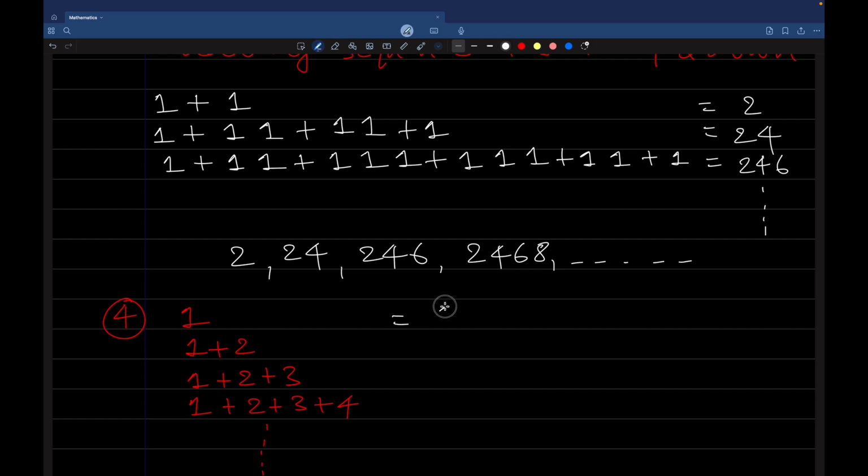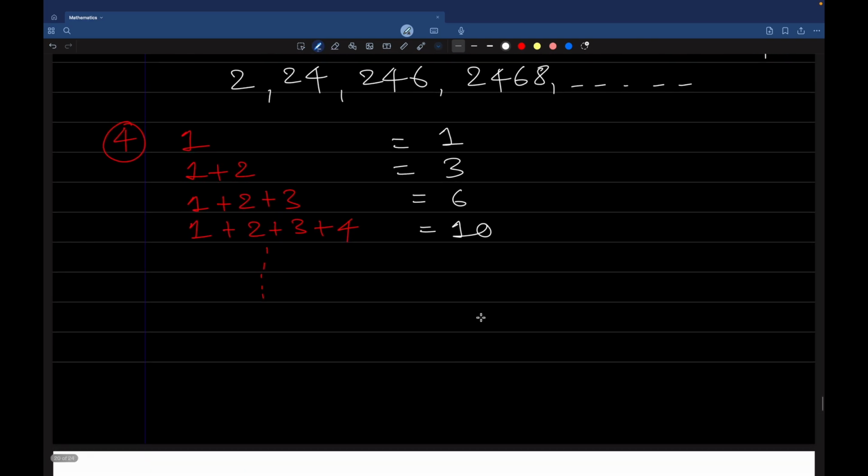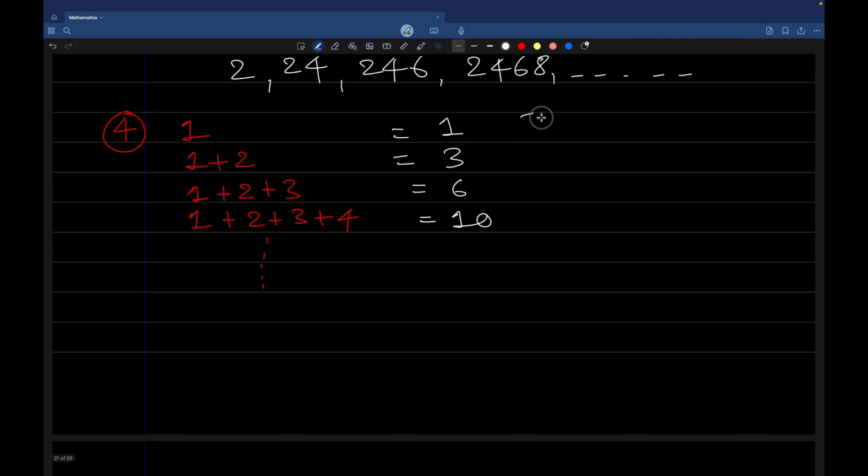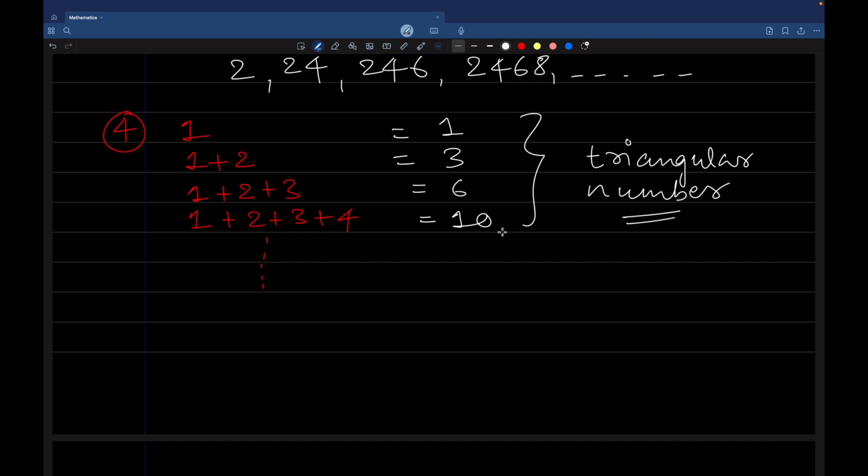The sequence we get is 1, 1 plus 2 is 3, 1 plus 2 plus 3, that is 6, here it is 10. If you observe, this sequence is triangular numbers. Triangular numbers we have discussed in detail in the previous lecture. You can go and watch lecture number 2.